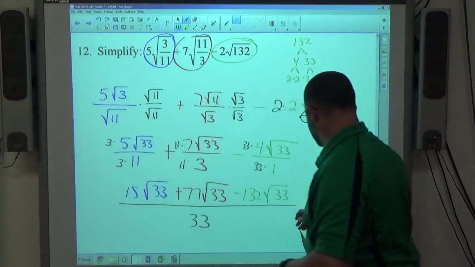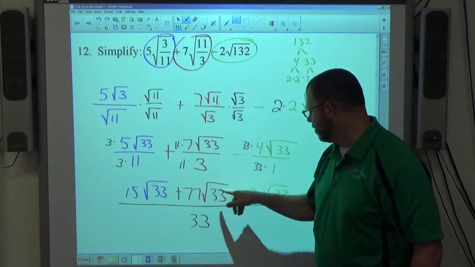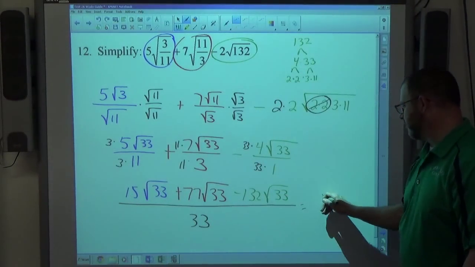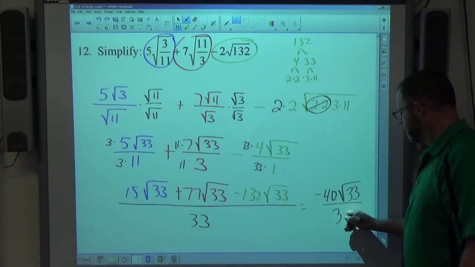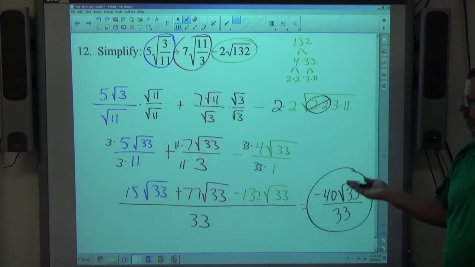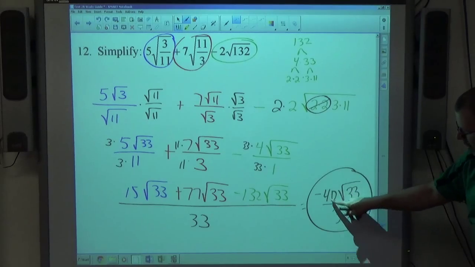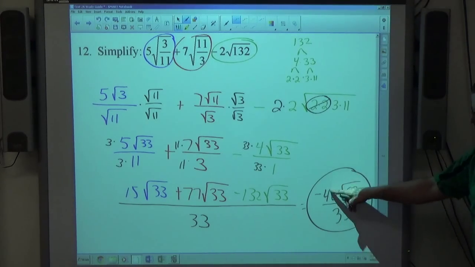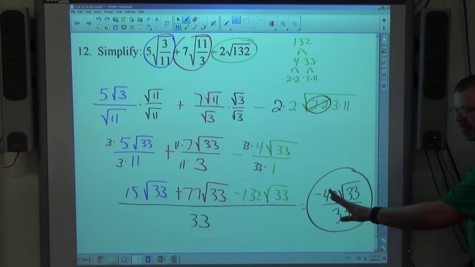So to get the final answer, we simply add and subtract the top stuff. 15 plus 77 is 92, minus 132 is negative 40. We're looking for an answer sort of like that on these problems. One number times the square root over another number every single time. This might reduce, it doesn't this time, but look to reduce that if possible. Leave the radical as is when you're doing that. So if you look at the fraction outside, if it reduces, you should.